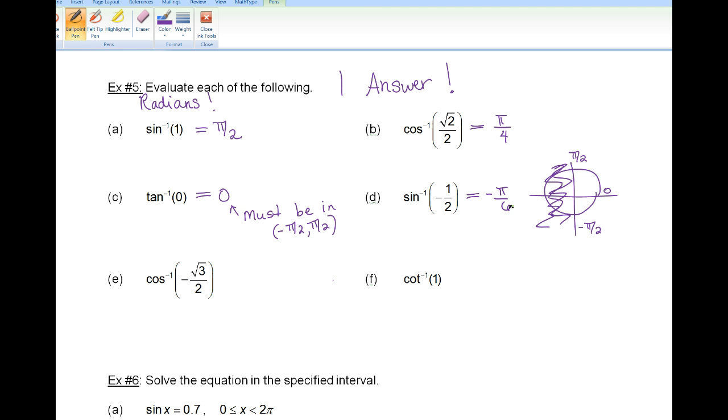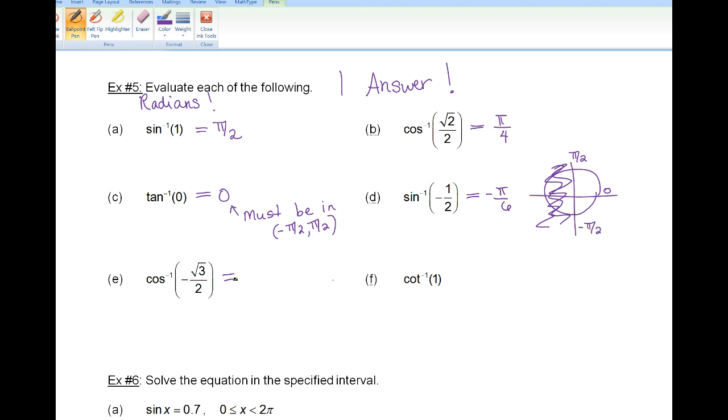So a lot of students will want to write 11 pi over 6, which would be a correct answer if I said I was looking for answers between 0 and 2 pi. But because of the little negative 1, we have to write it as negative pi over 6. It's a little tricky, but we'll get the hang of it, I hope.